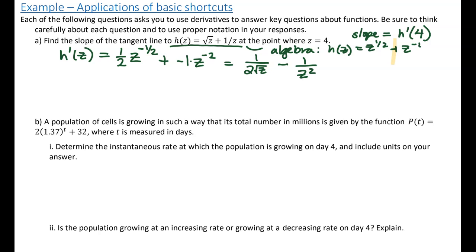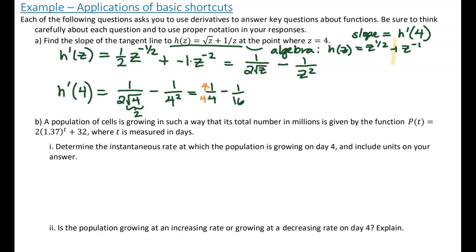So I have my derivative formula. Now to find the slope of the tangent line, I can plug in any z value I want, and it will give me the corresponding slope. So if I plug in 4, I get 1 over 2 root 4 minus 1 over 4 squared. Root 4 is 2, so I really have 1/4 minus 1/16. So I'll need a common denominator. So 4/16 minus 1/16 is 3/16.